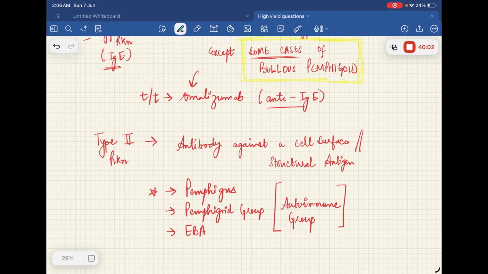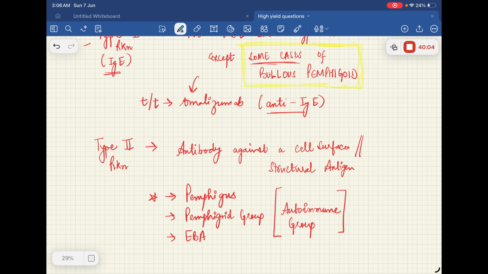So if a question comes that bullous pemphigoid shows type 1, type 2, type 3 or none of the above hypersensitivity reaction, your answer should be type 2 because the pemphigoid group is involved. However, if type 1 is given, you can tick type 1 as some cases of bullous pemphigoid show type 1 hypersensitivity reaction. And remember that EBA, not EB, shows type 2, the autoimmune group.